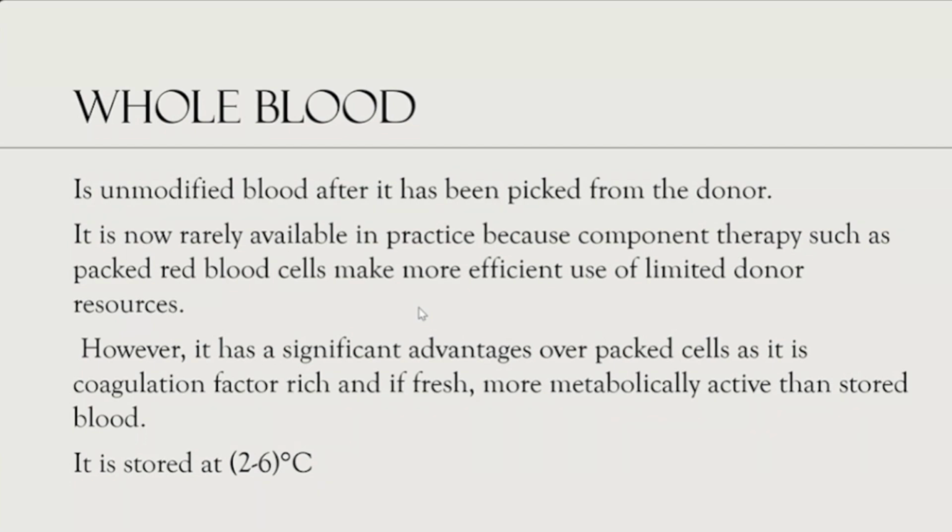However, it has a significant advantage over packed cells as it has the coagulation factors. It's so rich in those coagulation factors, and if it's fresh, it's also more metabolically active than the stored blood. So this whole blood is stored at 2 to 6 degrees Celsius.